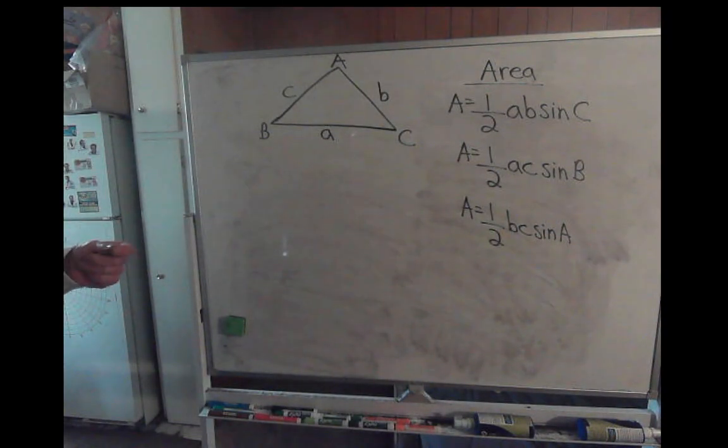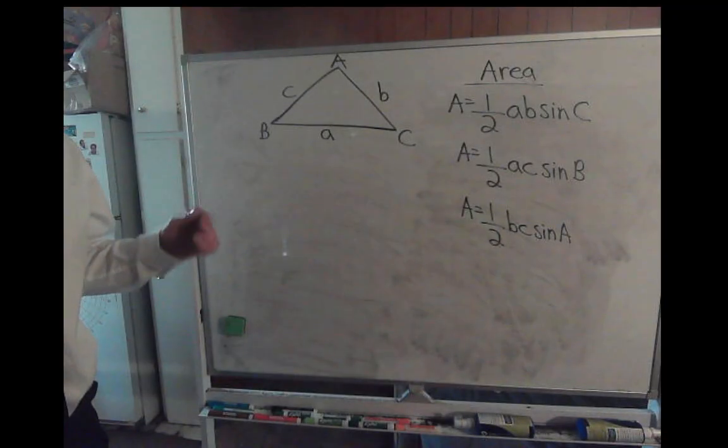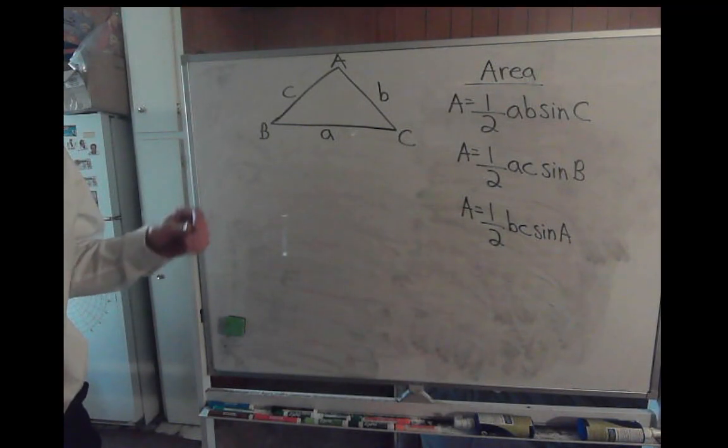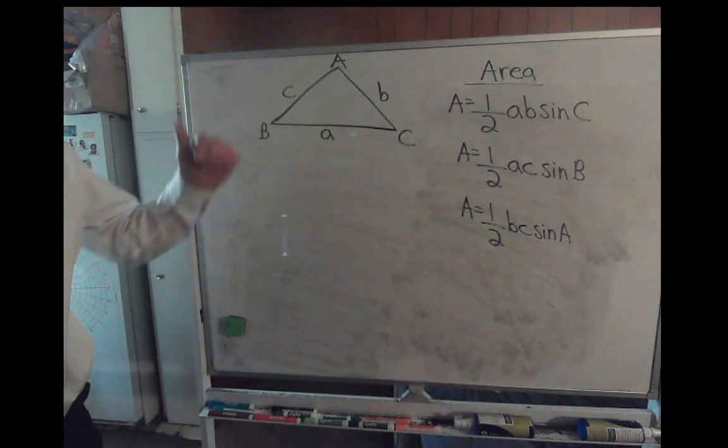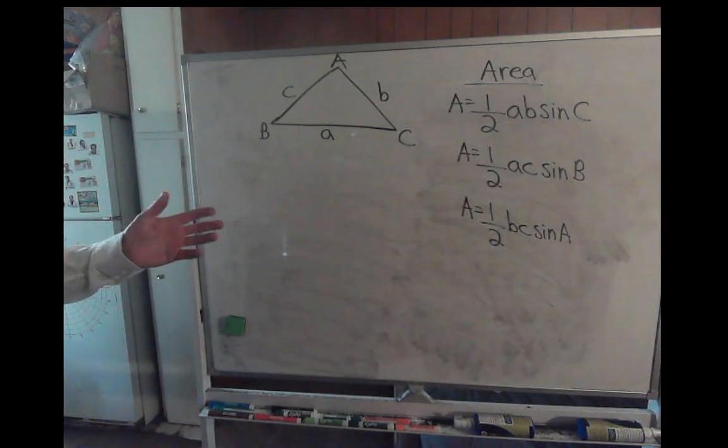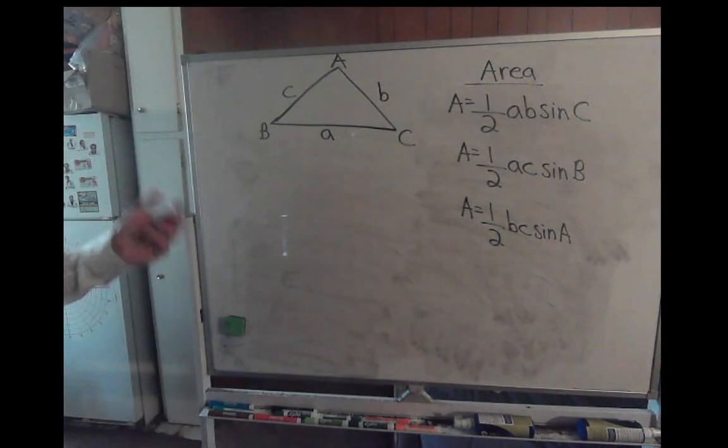Today we are going to use trigonometry to find the area of a triangle. Up through previous courses, especially in geometry, we've only dealt with finding areas of right triangles, or if they weren't right triangles, we had to draw an altitude and make it a right triangle to figure out the base and the height.